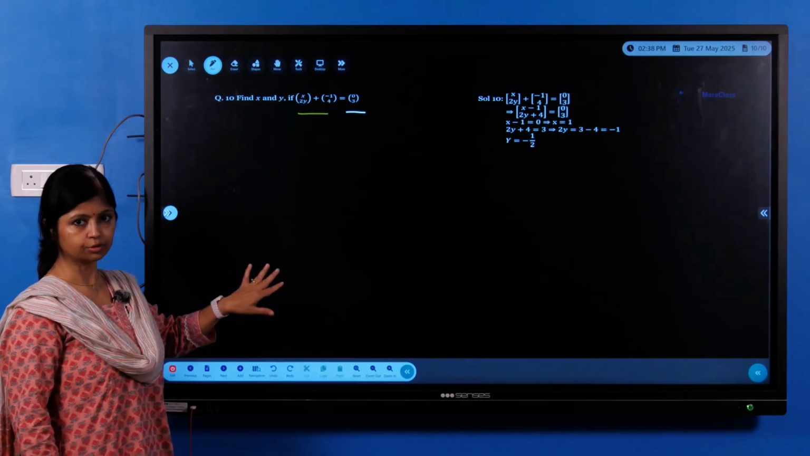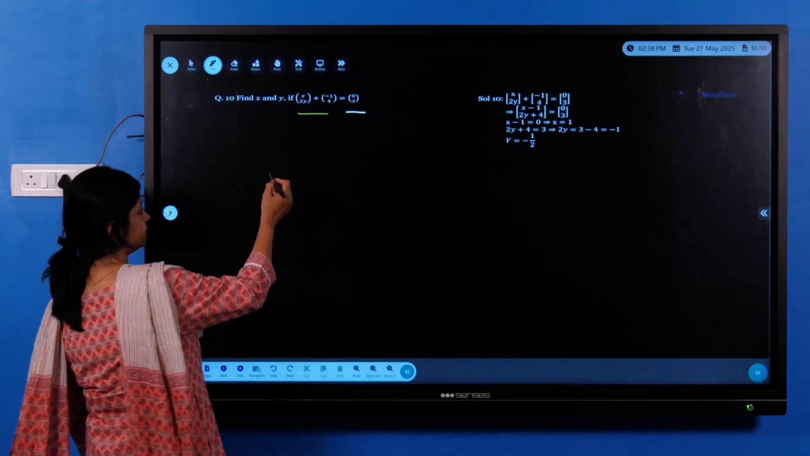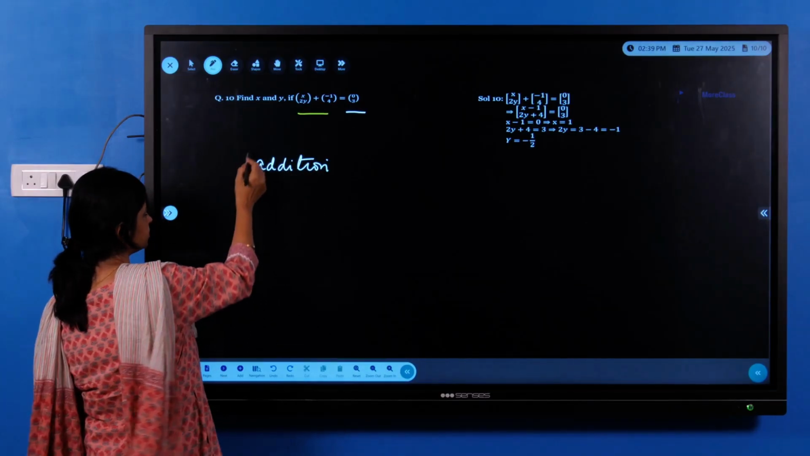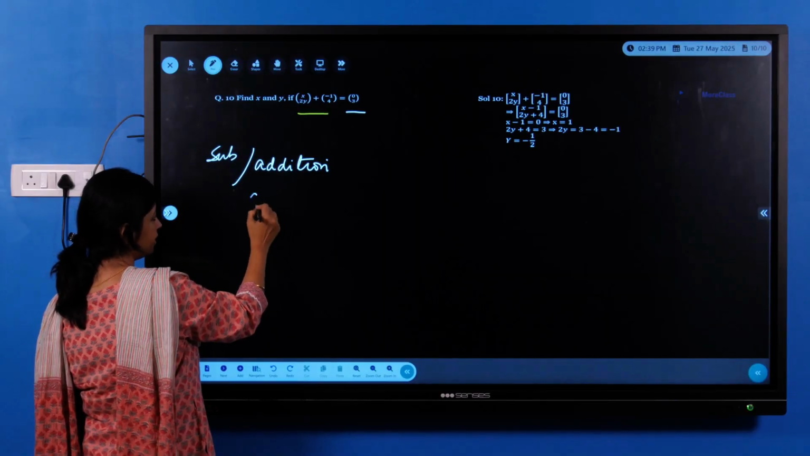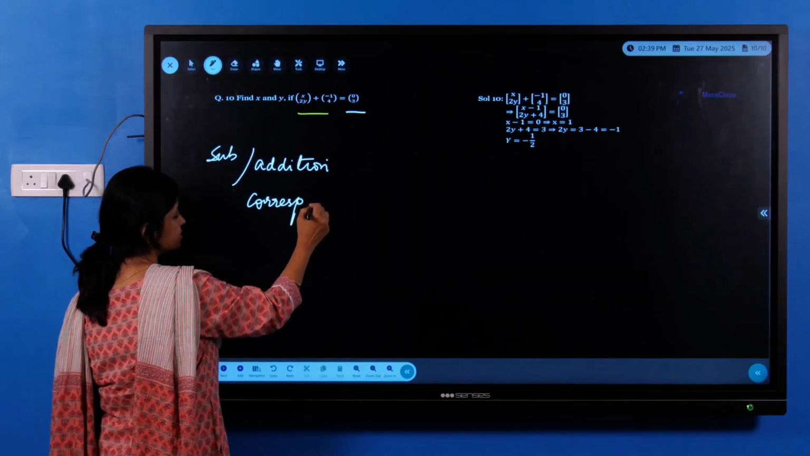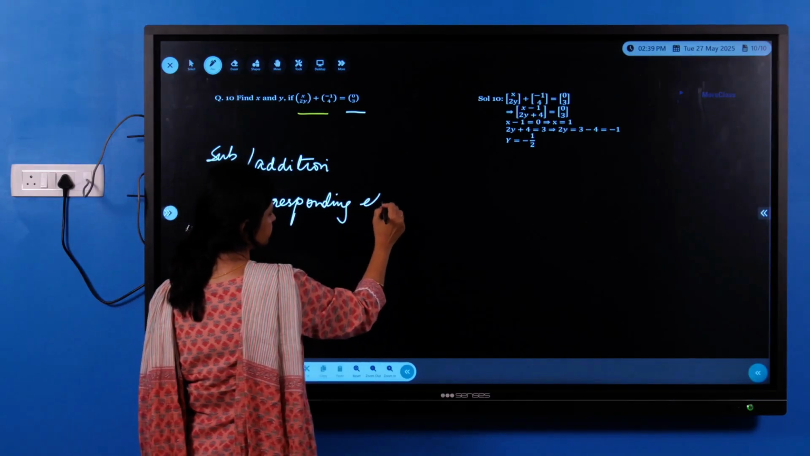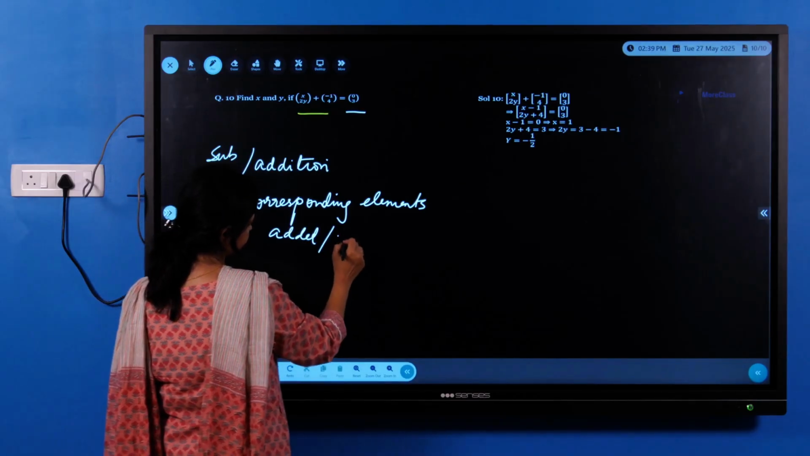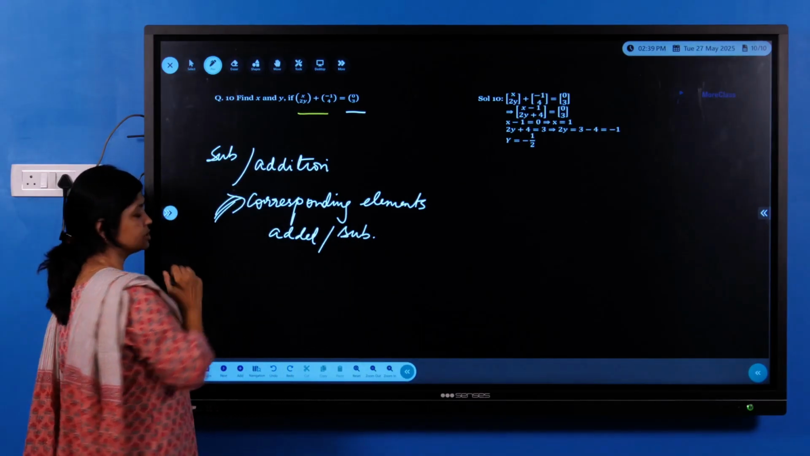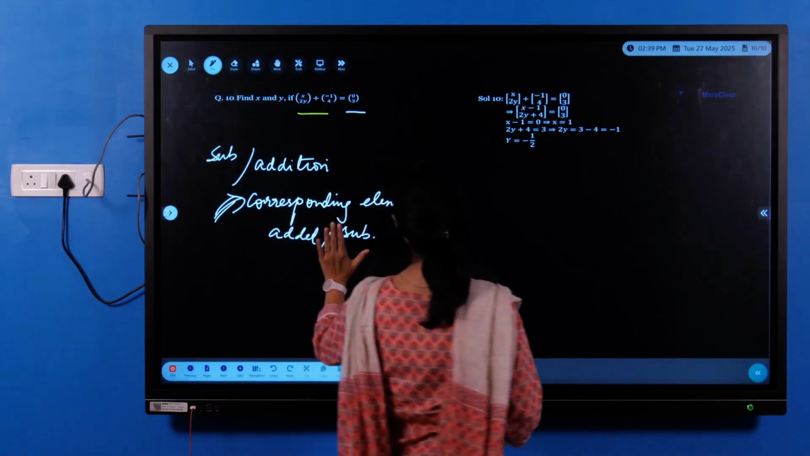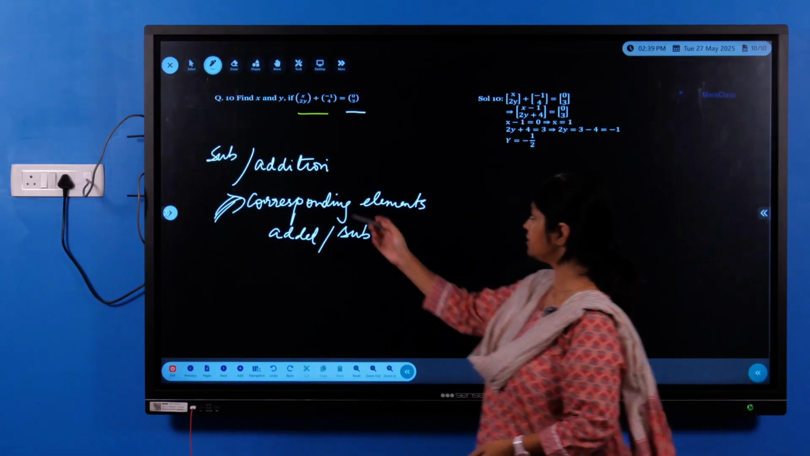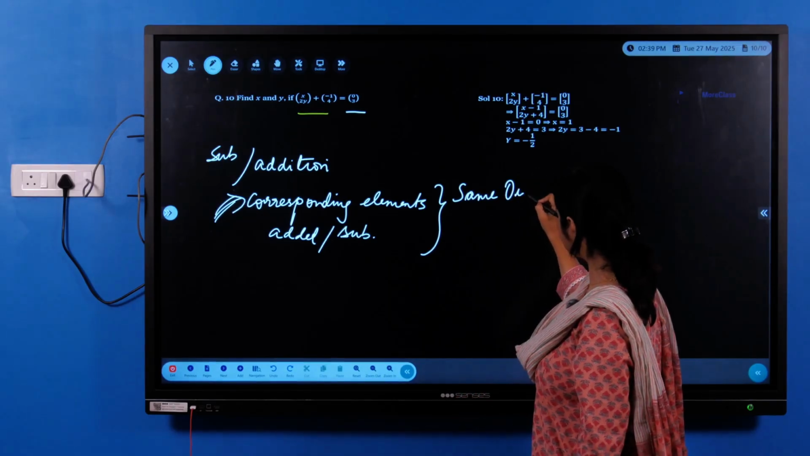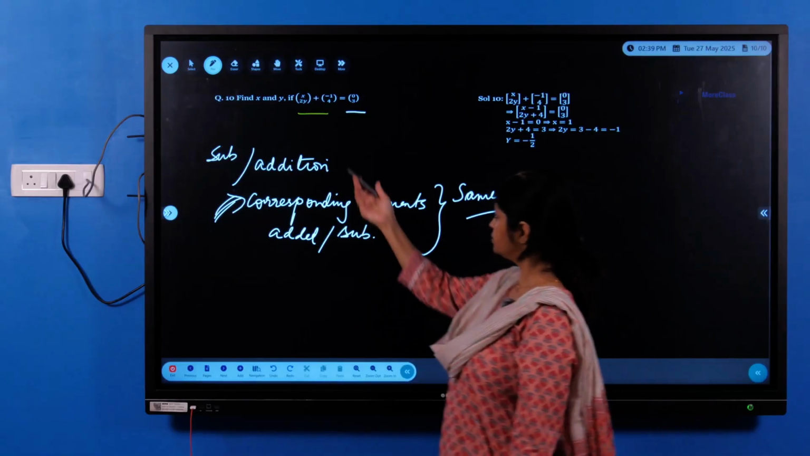So before we go on to solving it, we have to just recall that in addition of matrix, when we add or subtract, the corresponding elements are added or subtracted. So we have to understand this concept, recall this concept. That also tells you that addition and subtraction will happen only on the same order of matrix. So the order of the matrix must be the same, which is the same in this case.